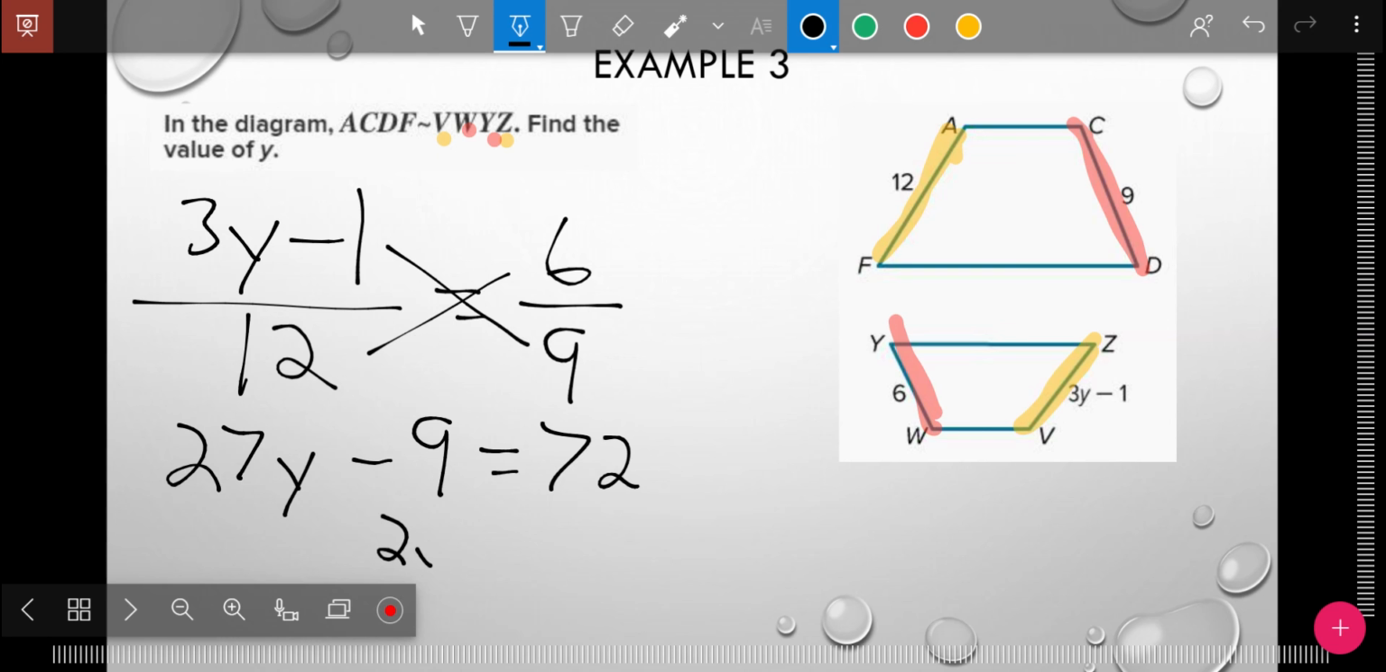Add 9 to both sides. 27Y equals 81. Divide by 27. Y equals 3.